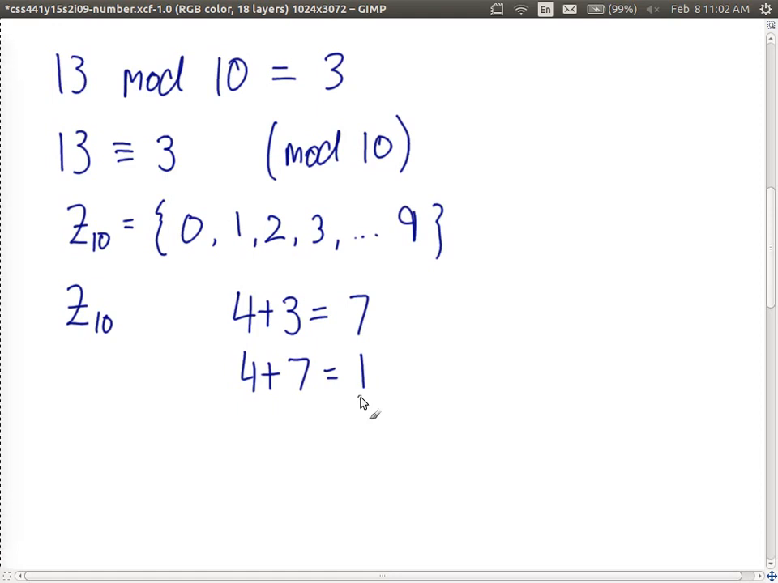So in addition, it's easy. We just do our normal addition and then mod the answer by 10. So 4 plus 7 is 1. So addition in modular arithmetic is very simple. It's natural from our perspective. We just mod the answer by our modulus n.